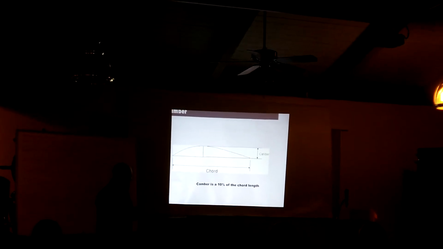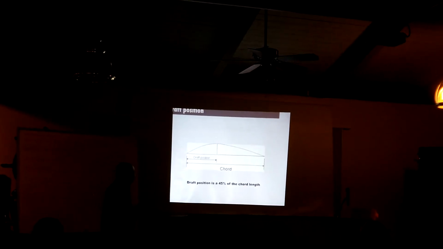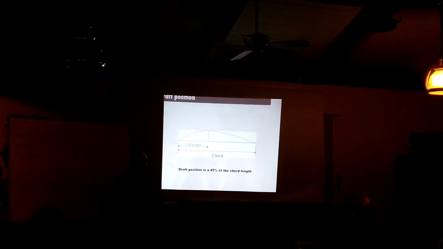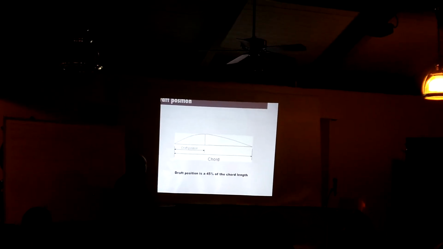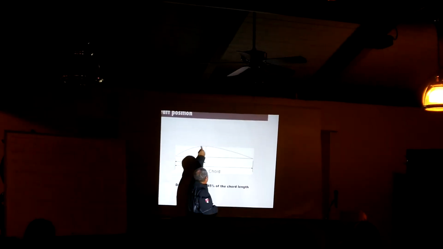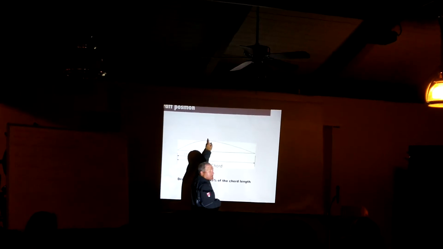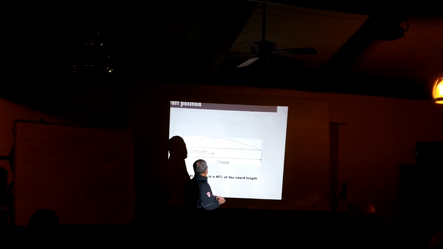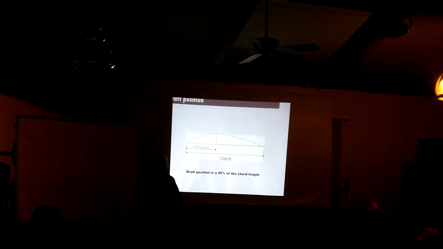Let's go. The other thing we need to talk about is the draft position. Again, we use the chord length. We decide where the maximum depth of sail is, and we have a position back from the front. In this case, it's about 45% of the chord length. That's that. We're just going to keep it simple.